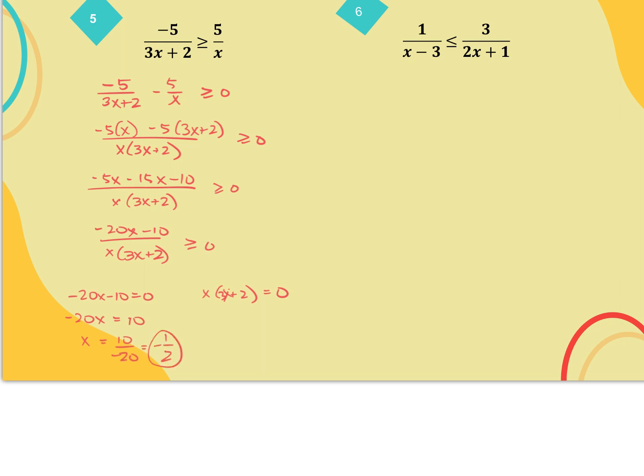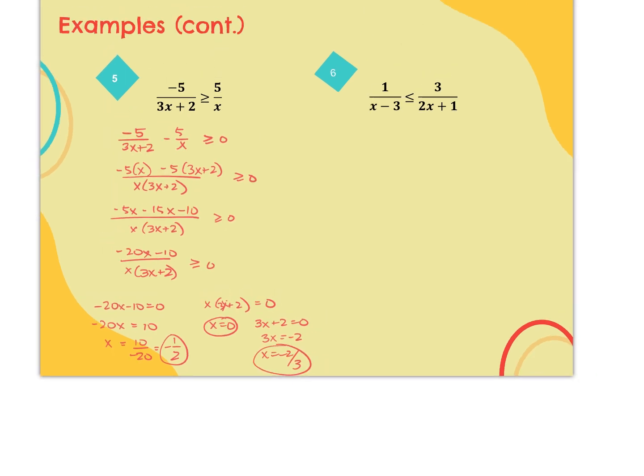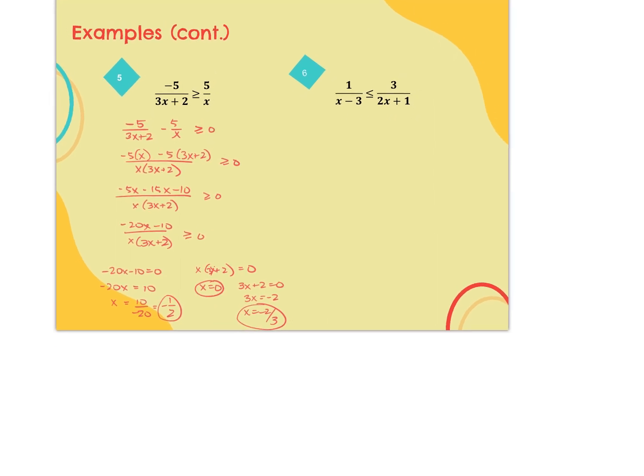So there's one solution. And then x equals 0, that's a second solution, and 3x plus 2 equals 0, so 3x is negative 2, and x is negative 2/3. So I have 3 solutions or 3 partitions to my solution set here, right? So I've got negative 2/3, I've got negative 1/2, and I have actual 0.